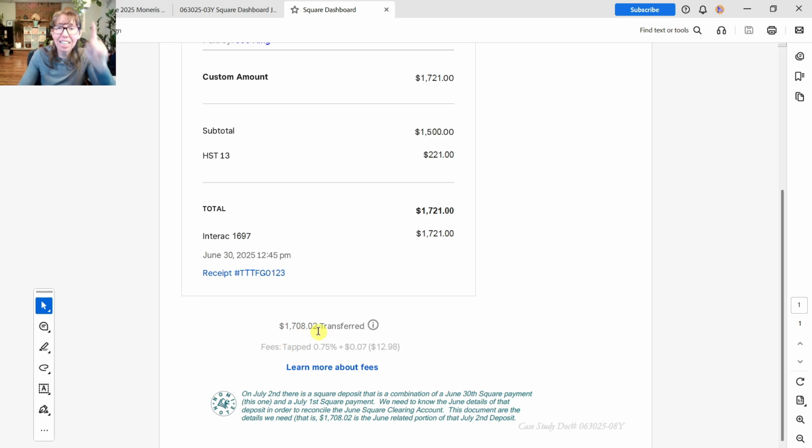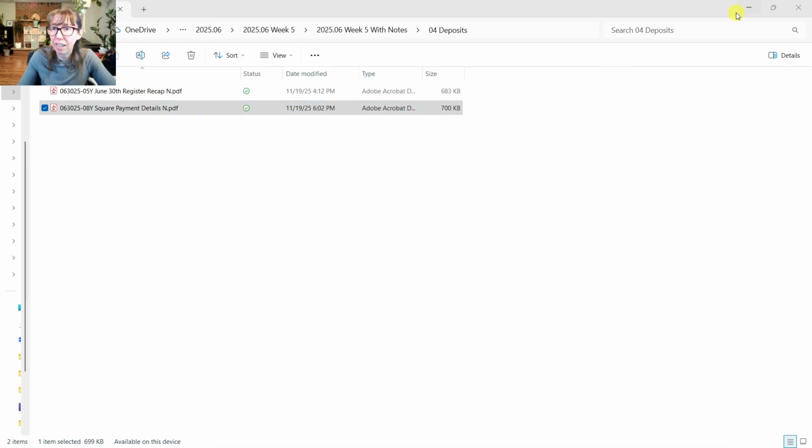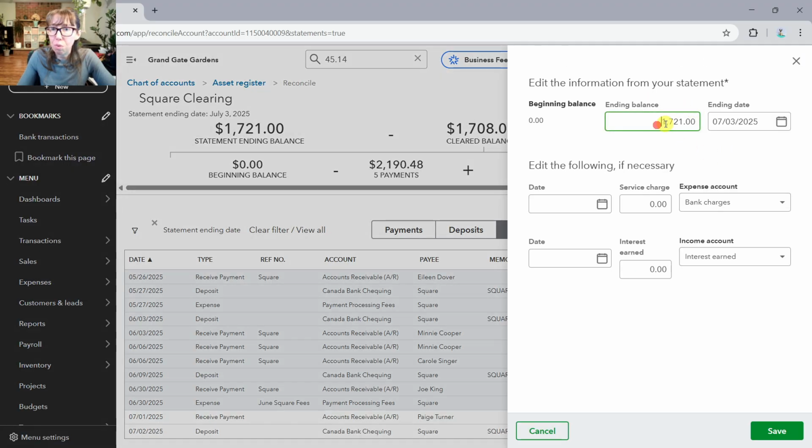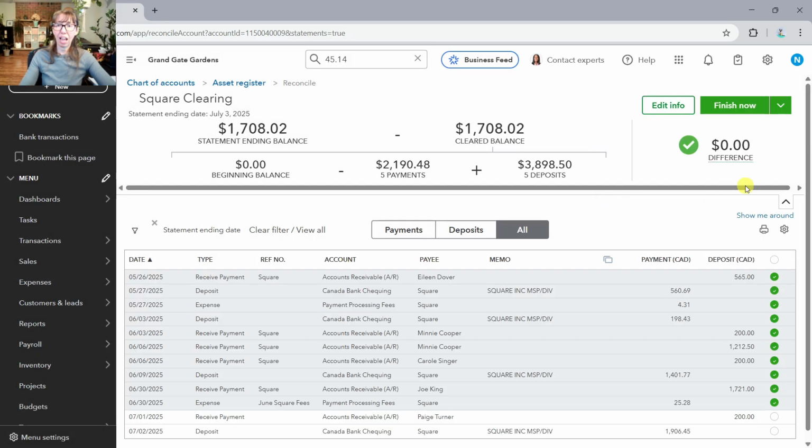So that number, 1708.02, that is the number that we're technically still waiting for that we'll see in July. That is the amount that I put in to this edit info, what we're still waiting for, 1708.02, and let's hit save. And now I've gotten to that 0 balance. Now I've confirmed that I have put in all the sales paid by Square. I've allocated all of the deposits in from Square. I have all of the Square fees in correctly. And there have been no typos or punching in typos from a user on the Square device.